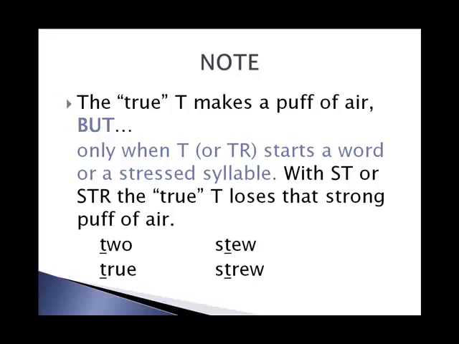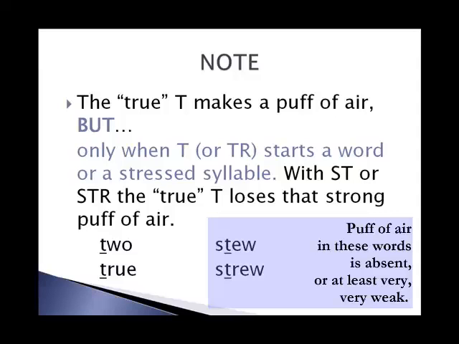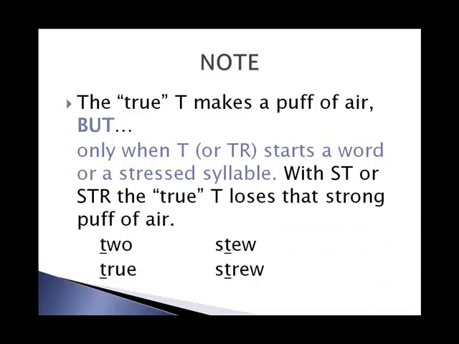See? Now let me note one very important point. The true T makes a puff of air, but only when T, or TR, starts a word or a stressed syllable. With ST or STR, the true T loses that strong puff of air. So in the words to and true, we have the puff of air. But in stew and strew, that strong puff of air is absent. Take your hand and place it in front of your lips. Say these 4 words and you will feel the difference.